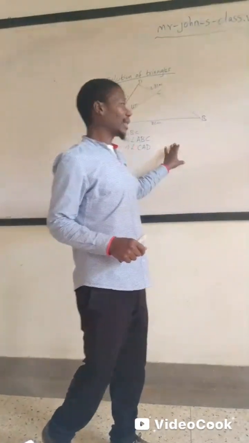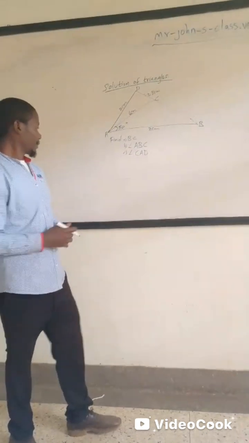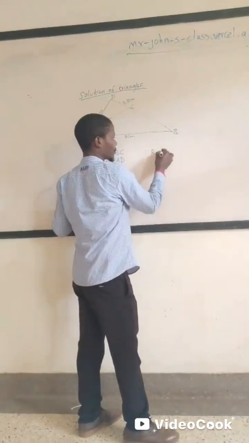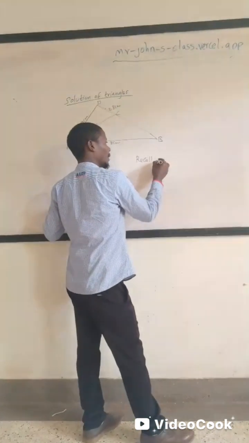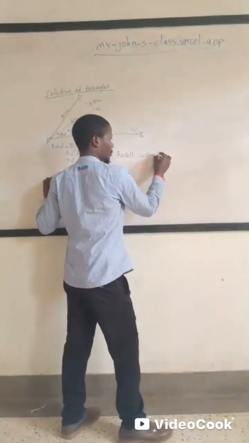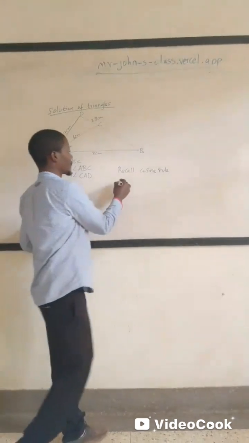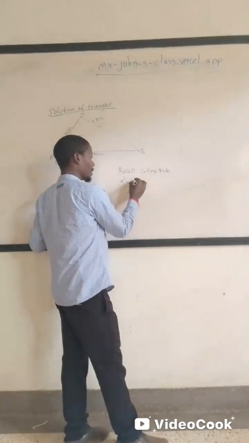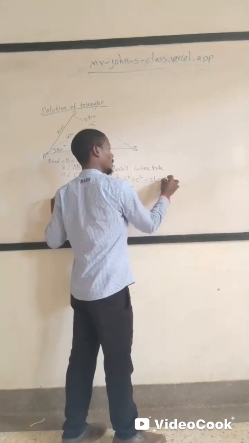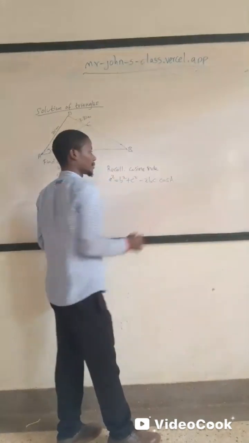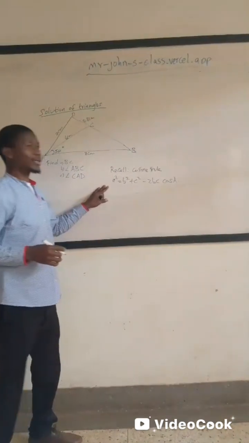Let's solve this one out together. We are going to get the values of the unknowns. So we are going to recall what we call the cosine rule. The cosine rule states that a squared should be equal to b squared plus c squared minus 2bc cosine of A. That's the first step. We must recall that so that we can solve this one together.